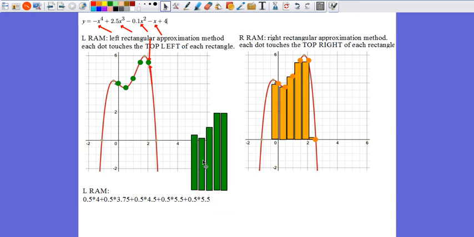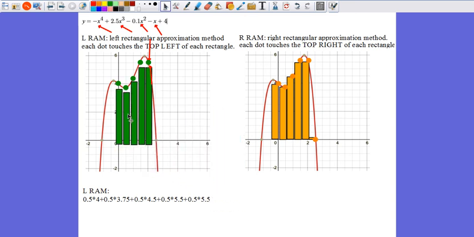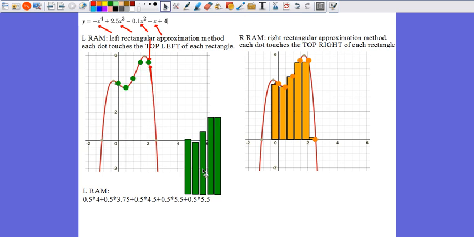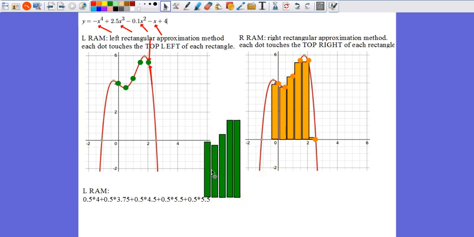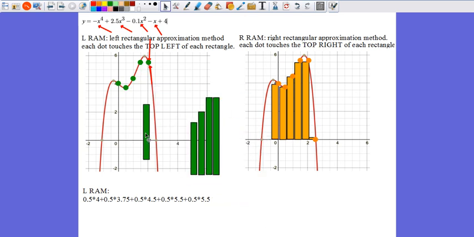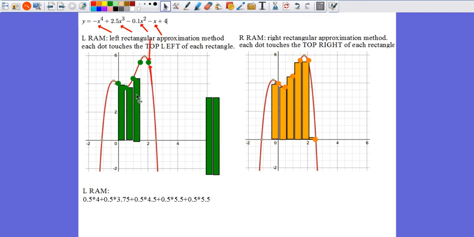And then you draw rectangles that touch. So let me ungroup this. I'll put it like this. You draw a rectangle so that the dot touches the top left. You draw a rectangle so the dot touches the top left. Right there. Another one here. Another one here. And another one here.